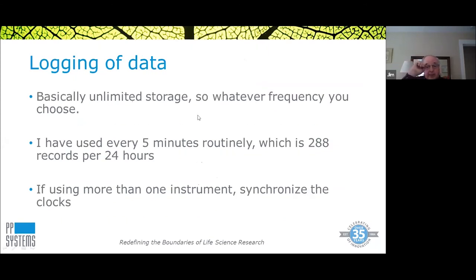Logging of data. Basically, you have unlimited storage, so whatever frequency you want, you can have. I often have stored data every 5 minutes, which gives you 288 data records in 24 hours. If you're using more than one instrument, say setting them at 2 different CO2 concentrations, which I do sometimes, it's worthwhile to synchronize your clocks on the 2 instruments so that it's easier to put the data side by side.